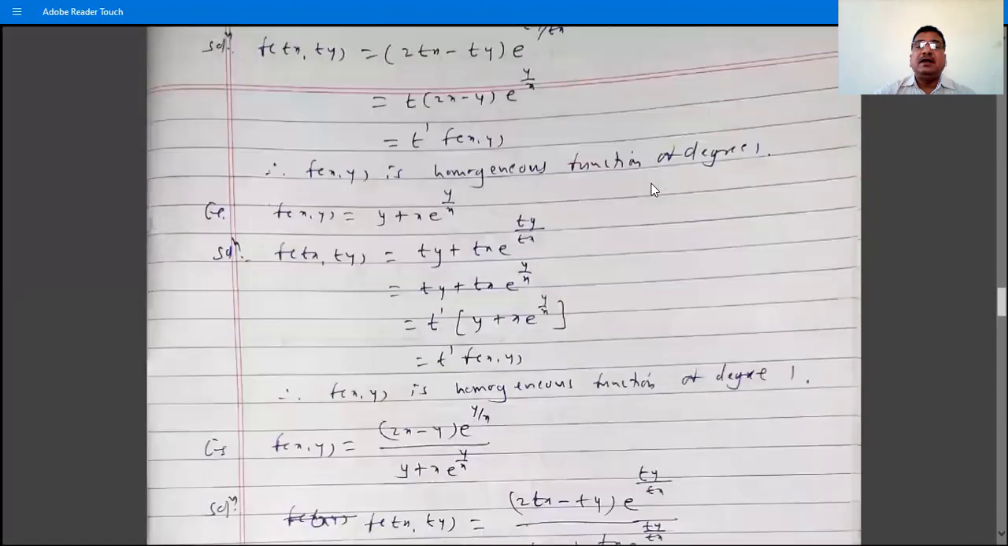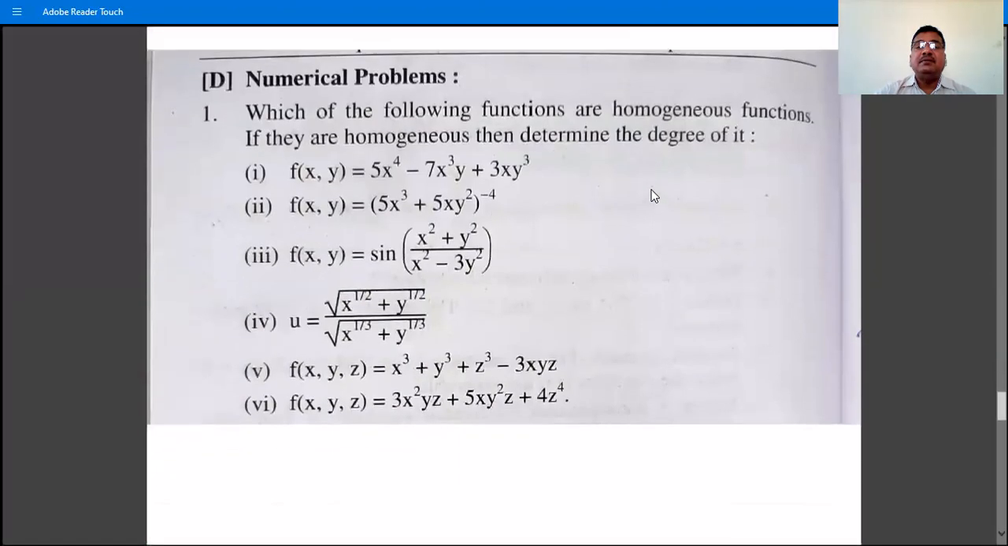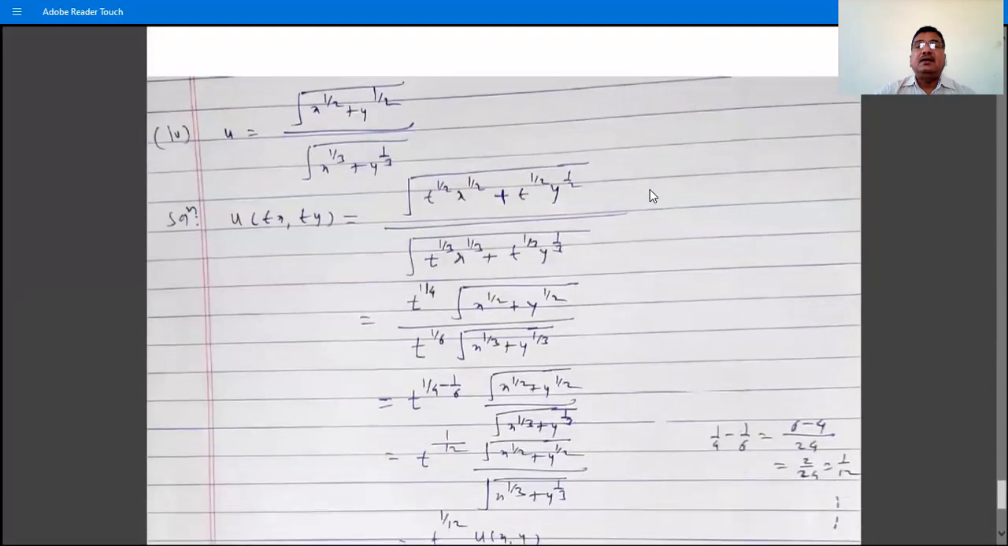So if we apply the definition for another example, the numerator is a homogeneous function of degree 1 half, and the denominator is a homogeneous function of degree 1 by 3. Not 1 half, 1 by 4: the degree of numerator is 1 by 4, and the degree of denominator is 1 by 6, and so the degree of the whole function u is what? 1 by 4 minus 1 by 6, that is 1 by 12.